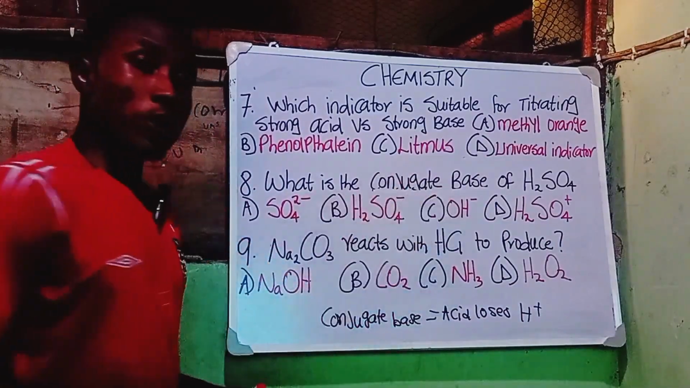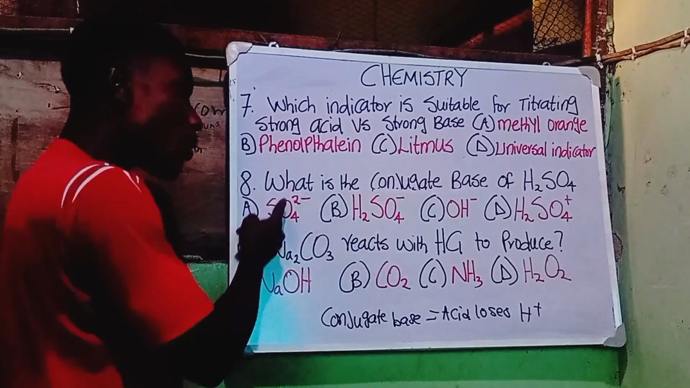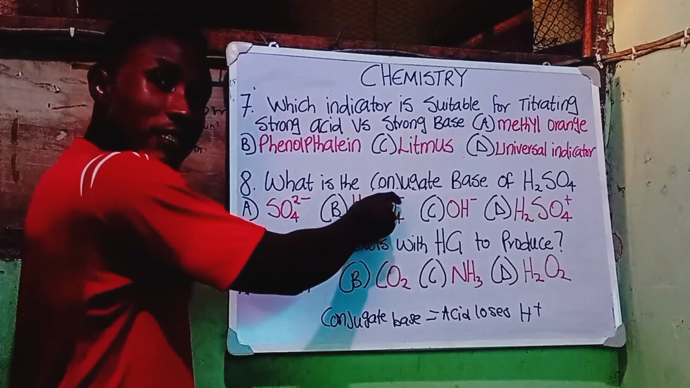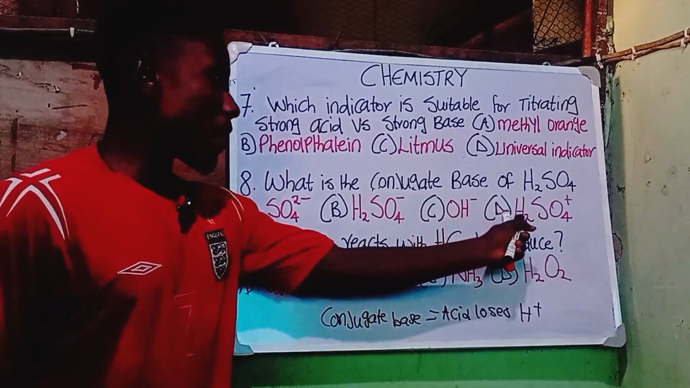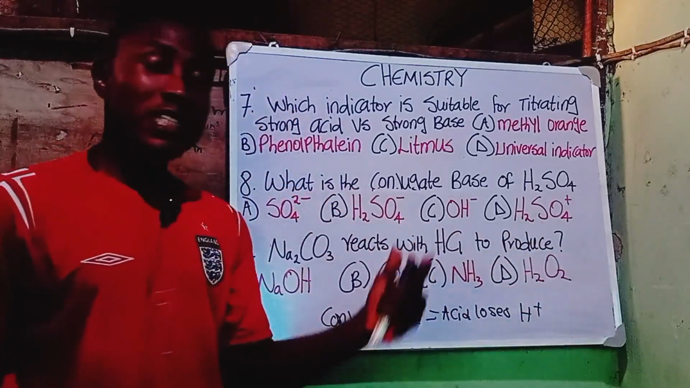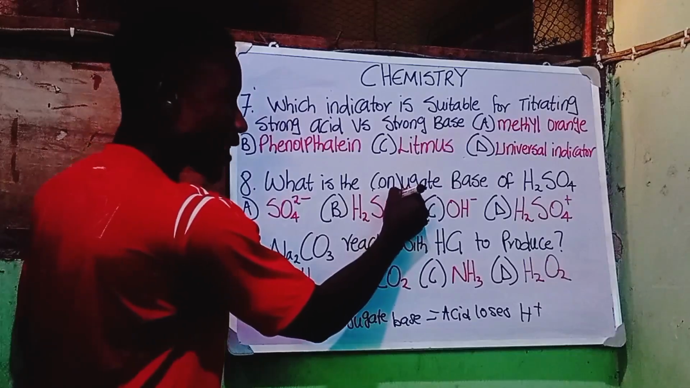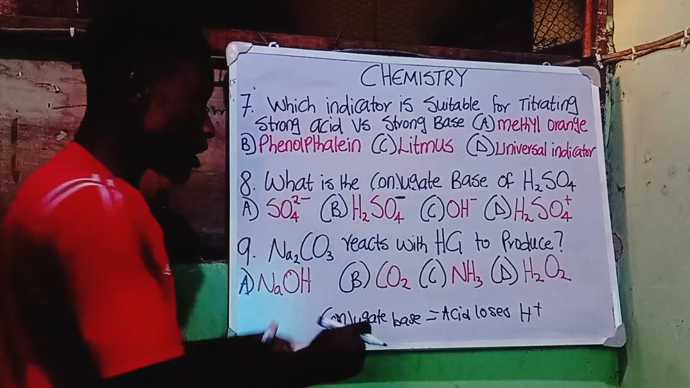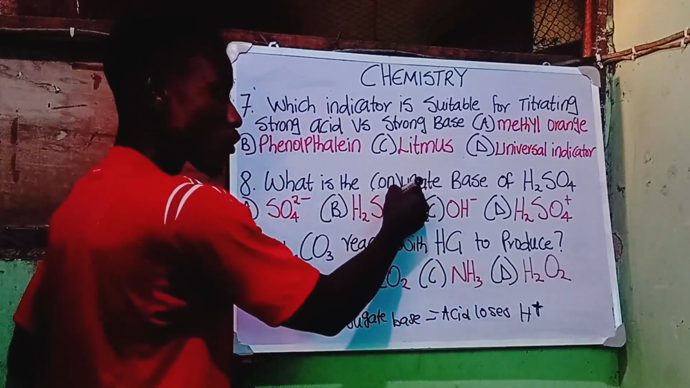And we have options here on the board. We have A, sulfate raised to the power 2 minus, that is more than 1. B, hydrogen sulfate raised to the power minus, that is minus 1. C, hydroxide, and D, hydrogen sulfate raised to the power plus. The correct answer here, based on the definition I have just given you, is B, hydrogen sulfate, which is minus. The concept of a conjugate base in chemistry is when an acid loses a hydrogen ion. So there's a loss of hydrogen ion.